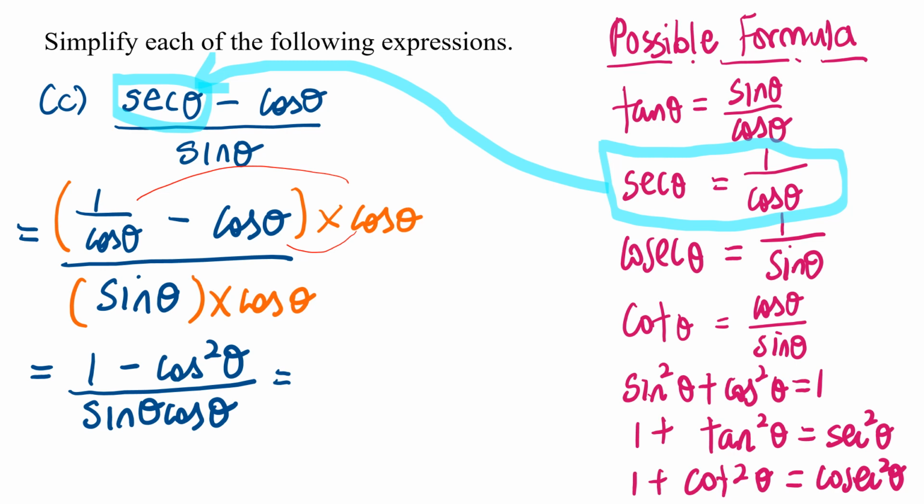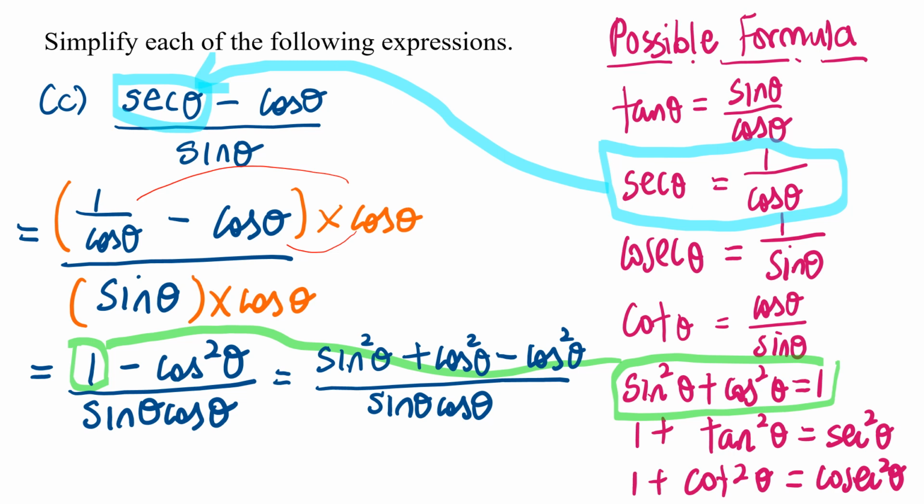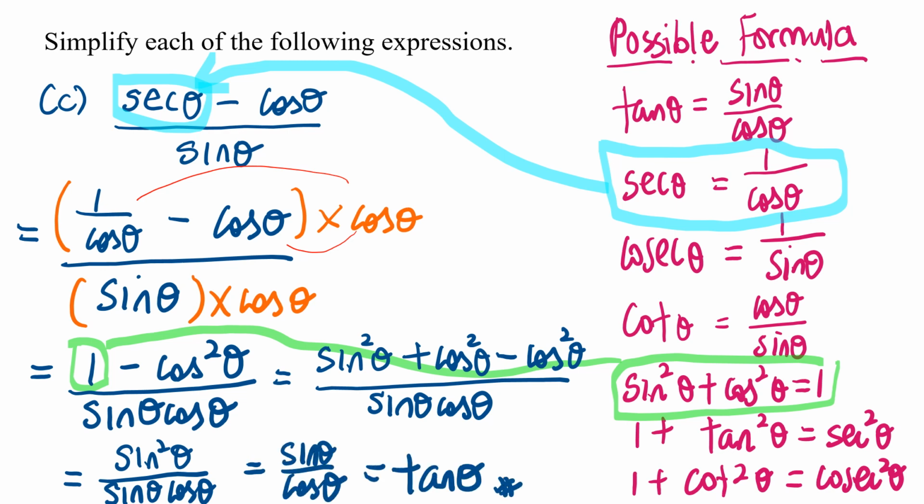Alright, then which formula should I use? Yes, we should be using the Pythagorean identity. Right, so I can replace 1 with sin squared theta plus cos squared theta. Okay, so that will simplify to give us sin squared theta over sin theta times cos theta. Right, and then you can simplify further to be sin theta over cos theta, and that gives you tangent theta.